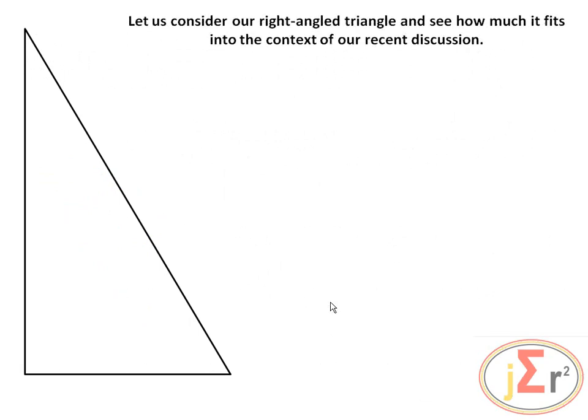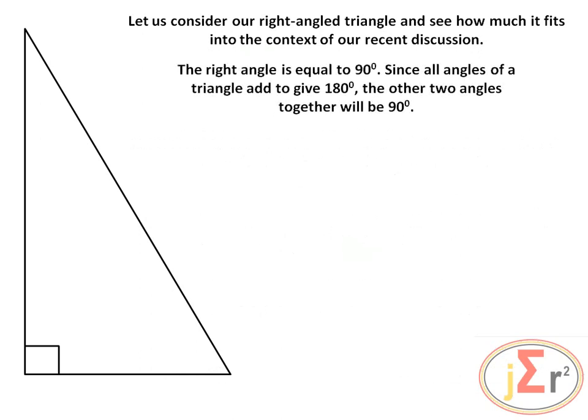Let us consider our right angle triangle and see how much it fits into the context of our recent discussion. Now we are going to do that for a right angle triangle. Make use of some facts. The right angle is equal to 90 degrees. Since all angles of a triangle add to give 180 degrees, the other two angles together will be equal to 90 degrees. We take the right angle, which is 90, from 180 degrees, and the rest is 90.